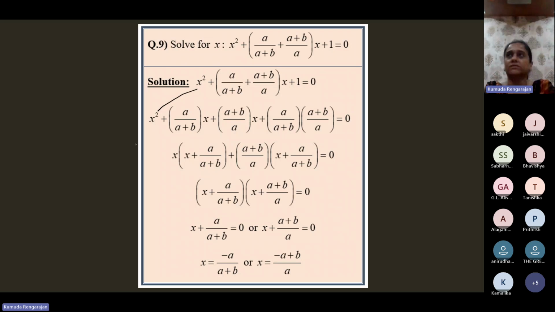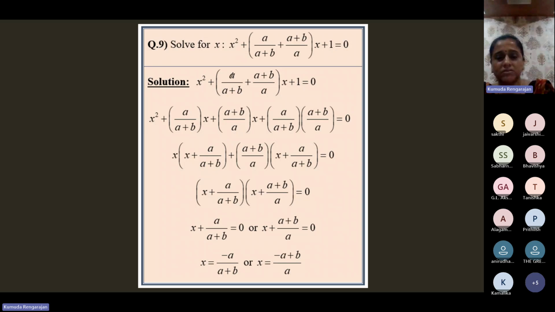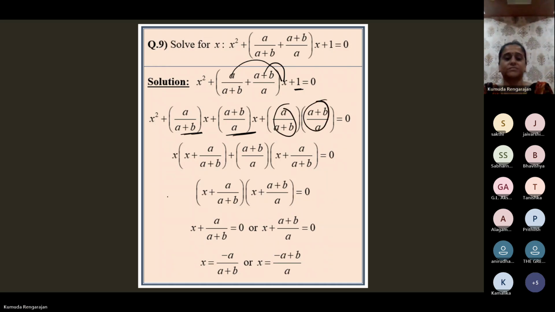Now you know that you can open the bracket when the equation has one x square term, two x terms, and one constant. So open the bracket here: a by a plus b into x, and a plus b by a into x. And this 1 is written as the product of this expression and its reciprocal.